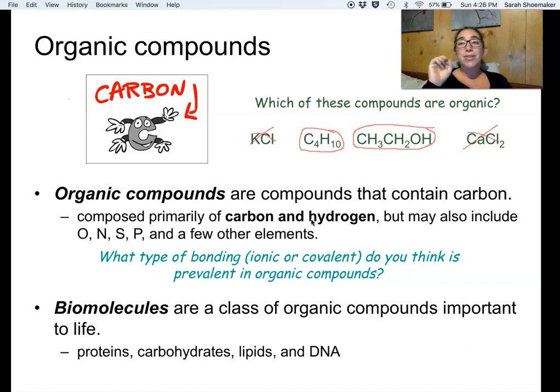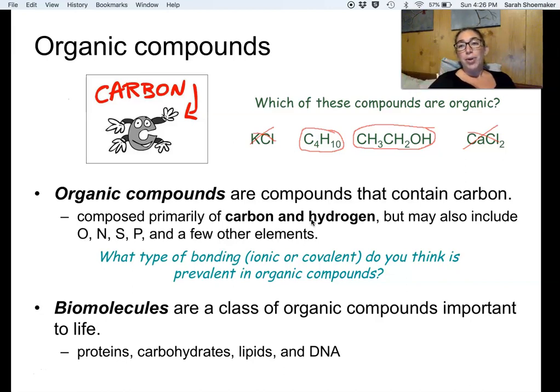It's because it can make those 4 different bonds. It can bond to 4 different things. And because of that, it can make lots of differently shaped molecules. And that's what living things need, a variety of different shapes and complex molecules.